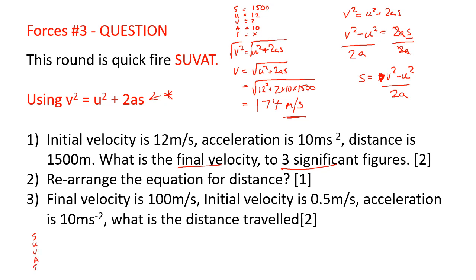SUVAT. So what are they giving us? Final velocity is 100 meters per second. Initial velocity was 0.5. Acceleration is 10. Time they have not given us. S, they're asking us what's the distance travelled. There's our s question. Oh, what a coincidence. We've already been asked how to do this. So because I've already got that up there, I might have indeed written the whole thing out.